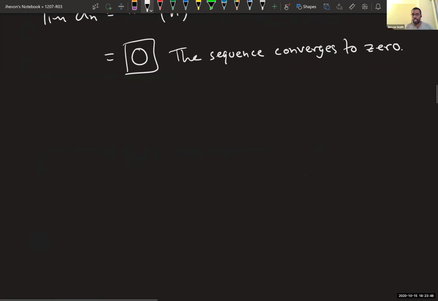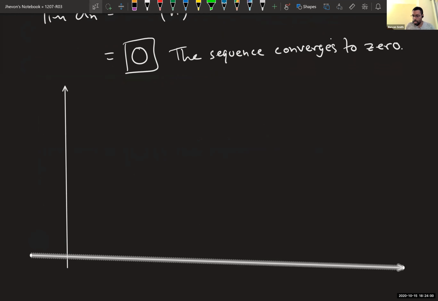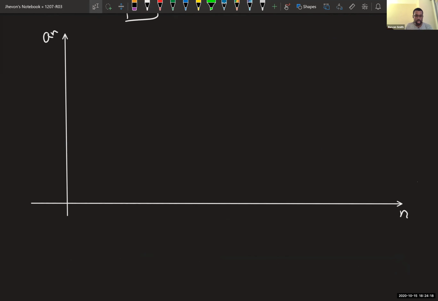Okay. Now let's actually illustrate this. And while we're doing that, we'll see why the infinite limit is the obvious limit to take. Let's say I'm actually plotting this function. Okay, so let me put n on the horizontal axis, and let me put a_n on the vertical axis. Now my inputs are just integers, right? So it starts at 1, 2, 3, 4, 5, 6, 7, 8, etc., right?